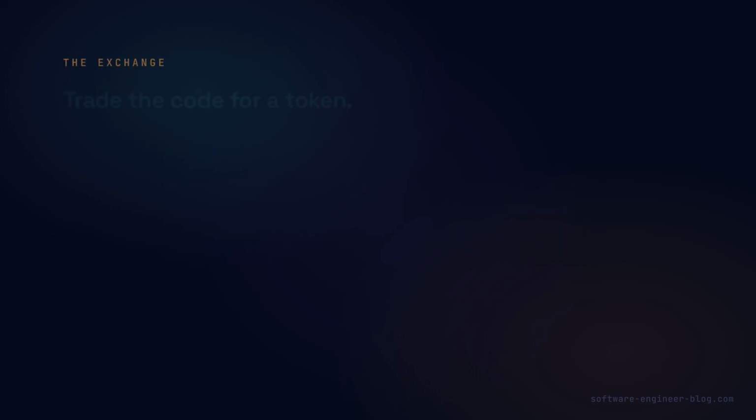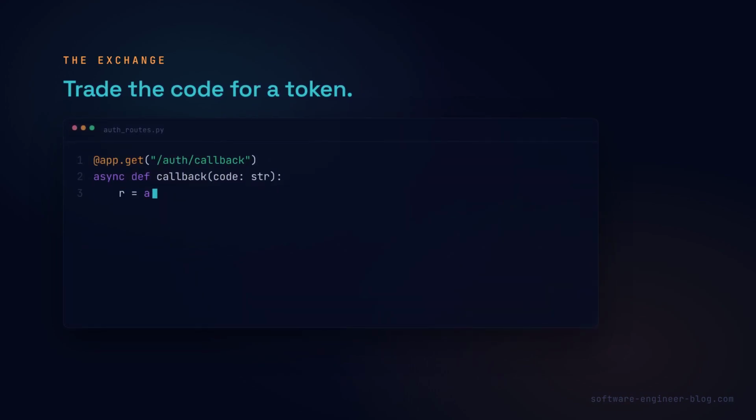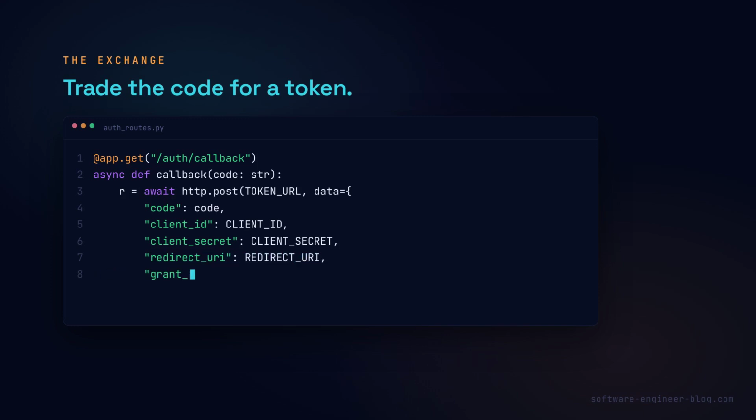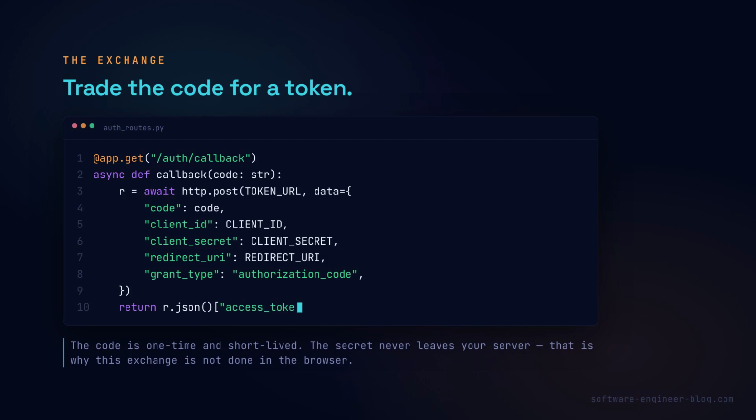Here is that exchange as real code. This runs on your server at the redirect address you registered with Google. Google hands you a code in the web address, line by line. You post that code back to Google's token endpoint. You include your client ID and your client secret. The secret is what proves the request came from your server and not from somebody who copied the code out of a browser address bar. Google replies with a small block of JSON. Inside it is an access token.